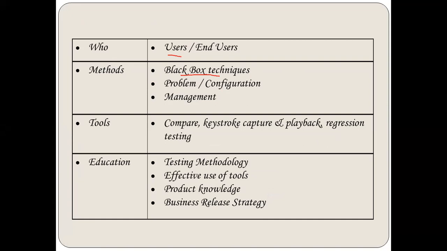Method is black box testing. Why black box? Because we are not worried about the detailed code. The user is not going to check the code. It is only going to check the functionality: when I give this input, whether I am getting the right output or not, whether all the functionalities are being included or not, right?